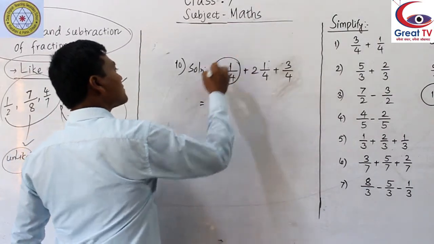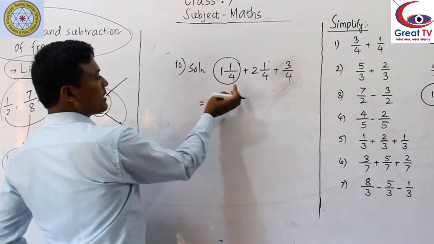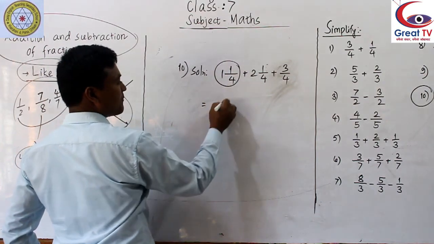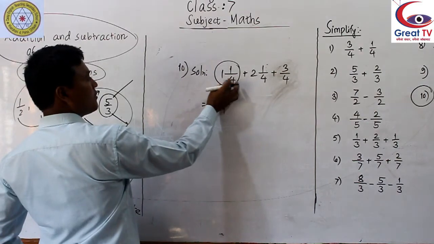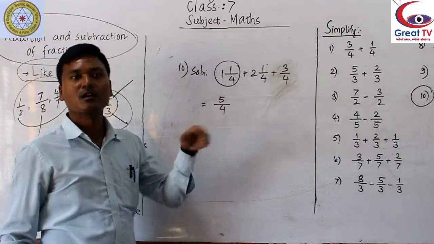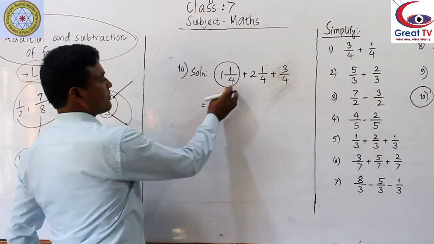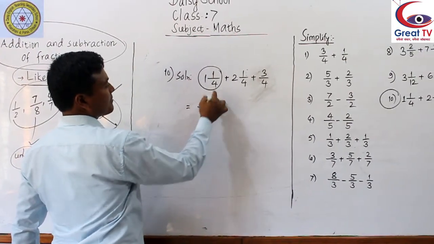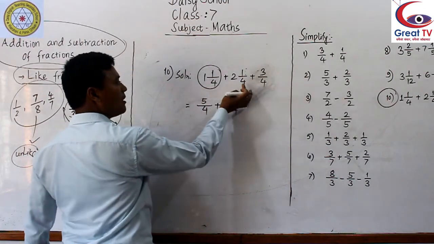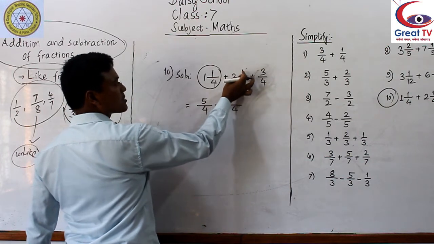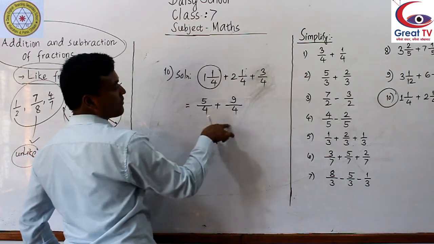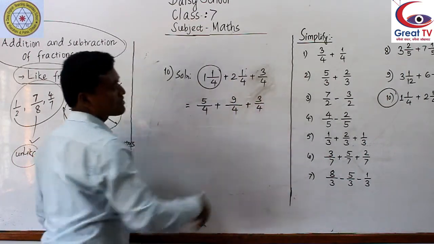We need to change the mixed fractions into improper first. You know that 4 ones are 4 plus 1, 5. What's the denominator? 4, write it down. You have read already in your previous class how to change a mixed fraction into improper fraction. So 4 ones are 4 plus 1, 5, over denominator 4. Similarly for the second: 4 twos are 8 plus 1, 9 upon 4. Then the third fraction, copy it the same.